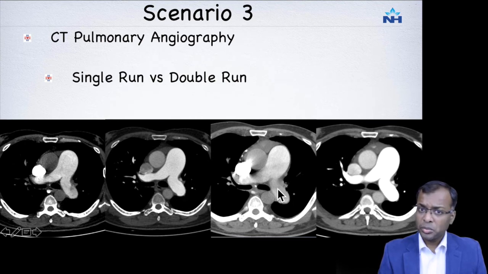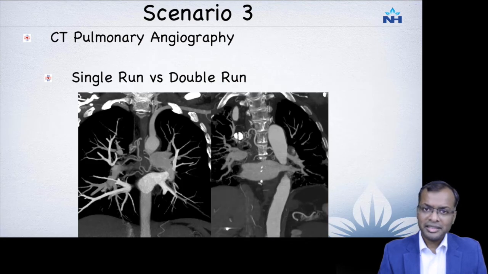Again, you would never know if there is a thrombus there or not. And in the second run, you can see it is extremely well opacified. Another reason to do two runs is to look at bronchial artery collaterals, or collaterals which come from the aorta into the lungs, which are a factor seen in chronic pulmonary embolism. And these are useful for us to determine acute versus chronic disease.